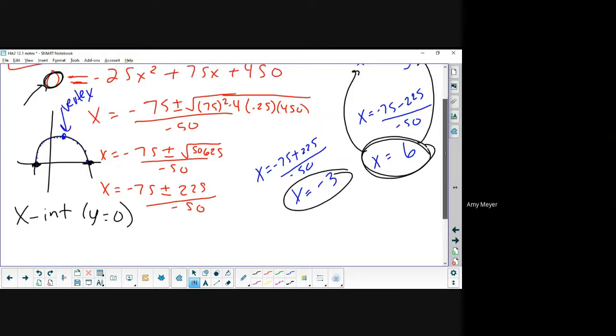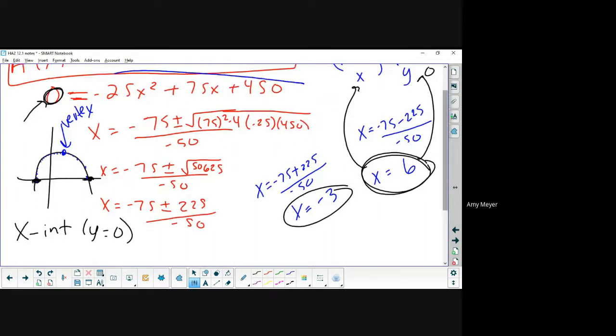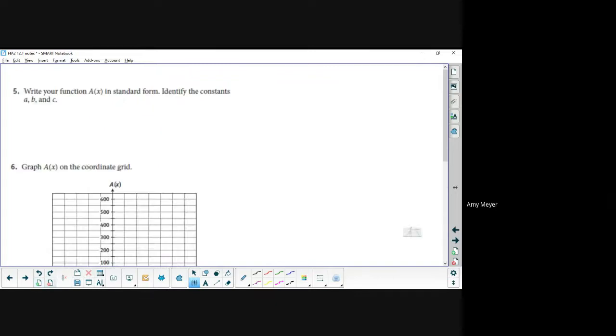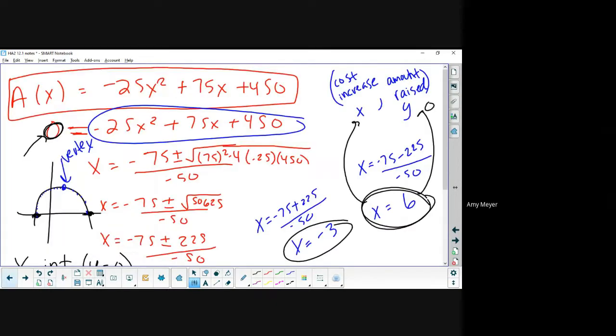Now, is this function in vertex form? If it was, you could just look at it. If it said this, you would say, oh yeah, the vertex is this. It's not in vertex form, so you can't just look at it and tell the vertex. I am going to show you how to do it graphically and how to do it from looking at it the way it is without being in vertex form.